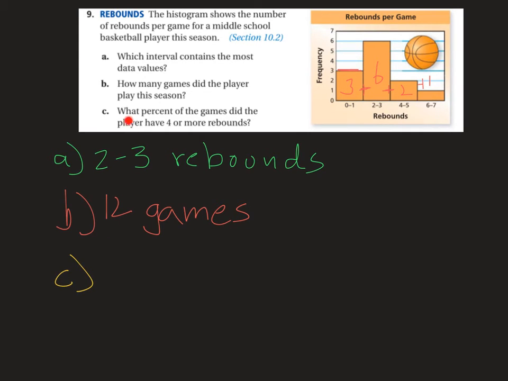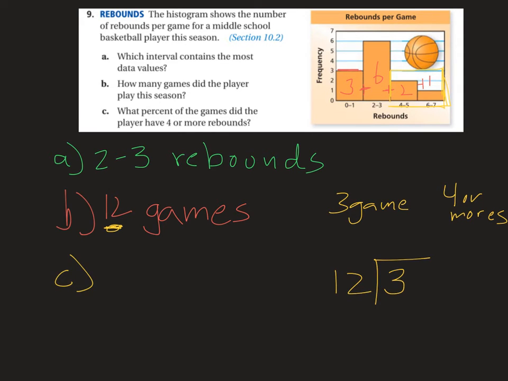All right, so this last one is asking, what percent of the games did the player have 4 or more rebounds? All right, so we see that they played 12 games, right here, and they got 4 or more rebounds up here if we look at the chart in these games. So 3 games total, 3 games had 4 or more rebounds. All right, so what we do is we take our 3 games and we're going to divide that by the total number of games. And if we work this out, I'll do it by hand with you right here.